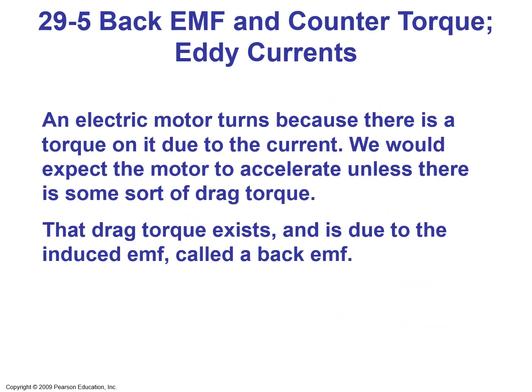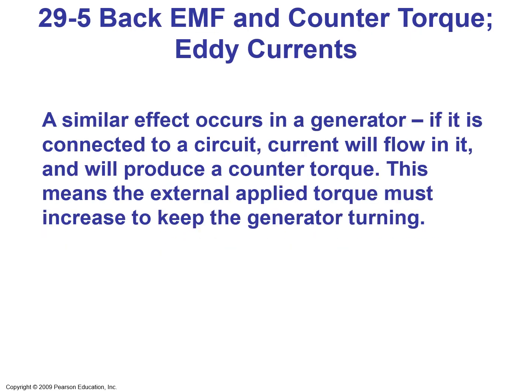Section 5. Back EMF and counter torque. Eddy currents. An electric motor turns because there is a torque on it due to the current. We would expect the motor to accelerate unless there is some sort of drag torque. The drag torque exists and is due to the induced EMF called a back EMF. A similar effect occurs in a generator. If it is connected to a circuit, current will flow in it and will produce a counter torque. This means the external applied torque must increase to keep the generator turning.